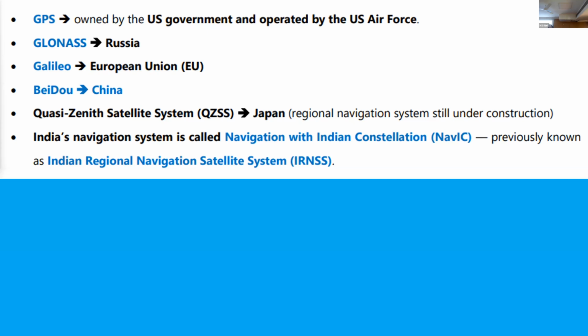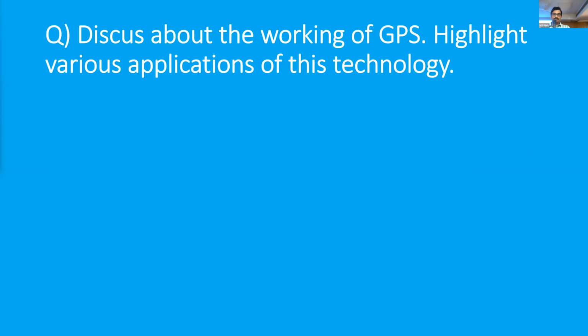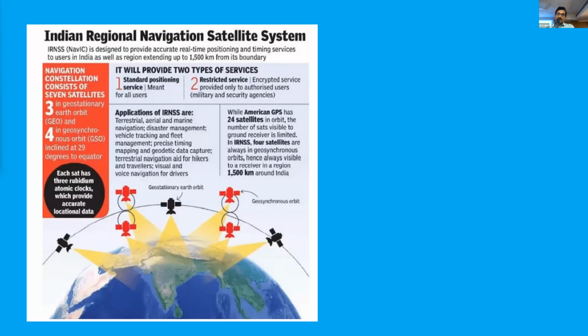Before I tell you the applications, I want you to work out and write a question now: discuss the applications of geospatial data in Indian context. Discuss the applications of geospatial data in Indian context. 2 minutes. Try to list out various applications which can be developed using this technology. Okay. Try to write the applications. Highlight the various applications of GPS, global positioning systems.